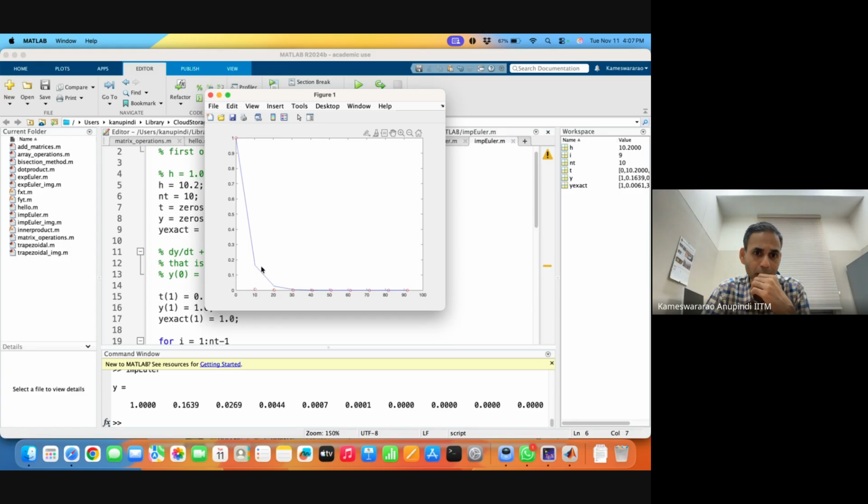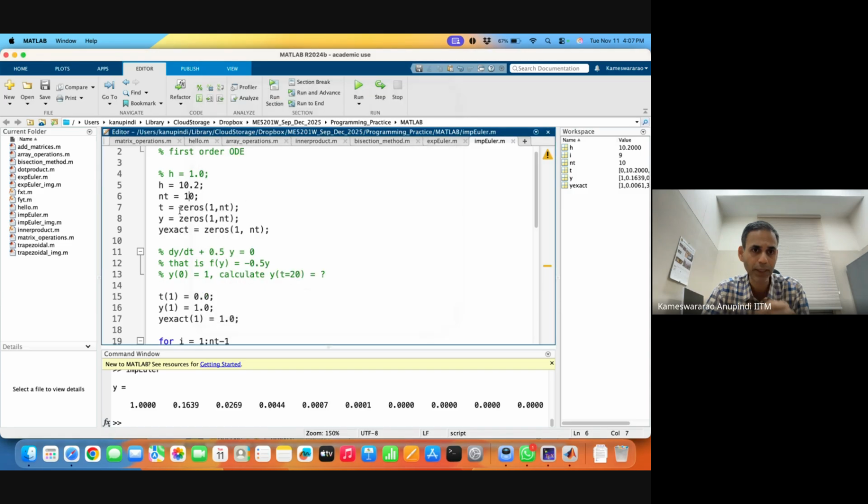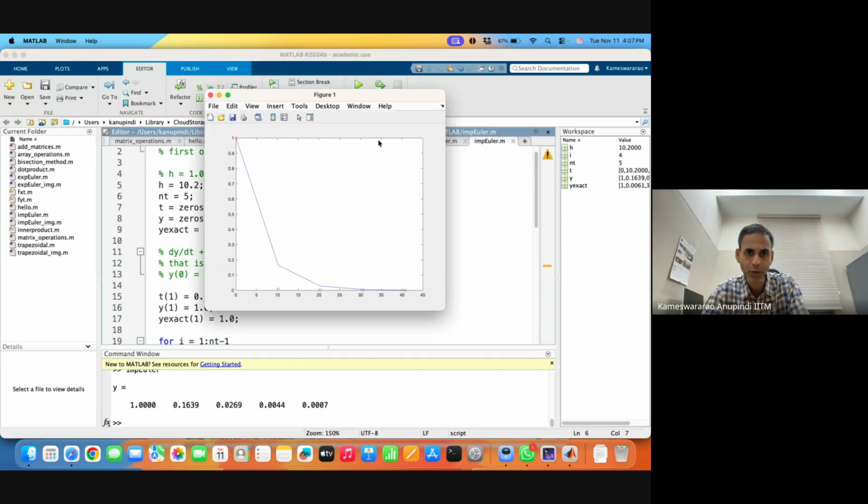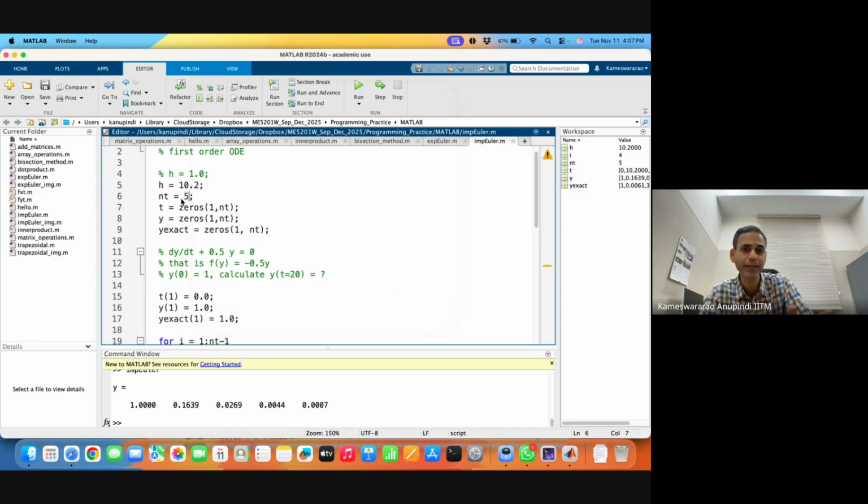It is already very small, but this is still not gone to that level. Okay, so let me put even smaller and see. Okay, now I think you can clearly see that this is very small, but it has not decayed so much. But you see that you still get the answer. It is not giving you oscillations or divergence and so sort of things. Okay. So that's about explicit Euler and implicit Euler for solving dy dt plus 0.5 y equal to 0.